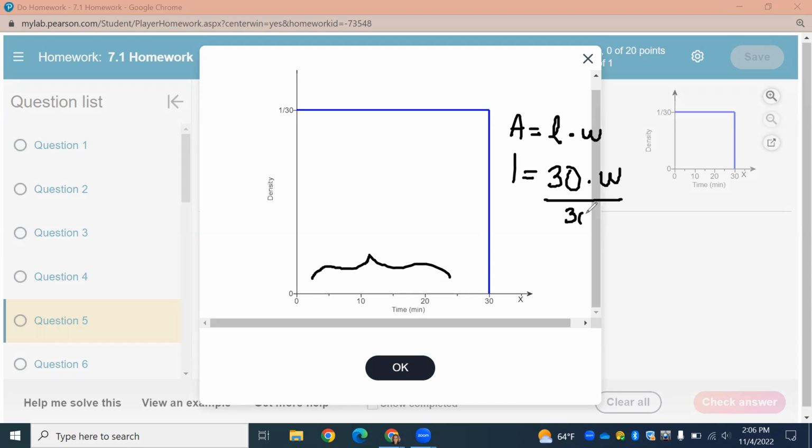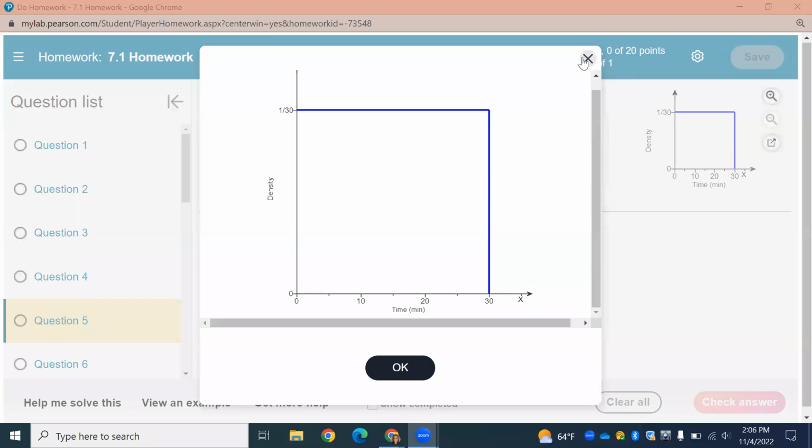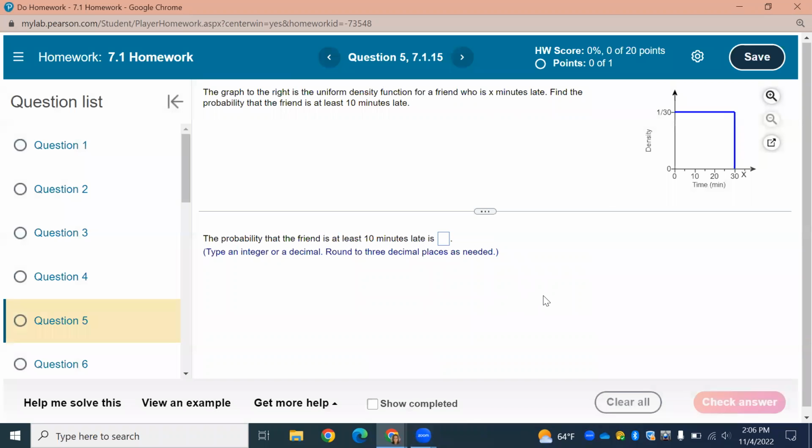So hopefully it makes sense that the height of the rectangle would be 1/30. If it was out of 60 minutes, it'd be 1/60. If I could be late anywhere in 45 minutes, it would be 1/45. And the graph does show that the height of the rectangle is 1/30. That is the only mark labeled on the y-axis. All of that is to set this problem up and do some explaining.